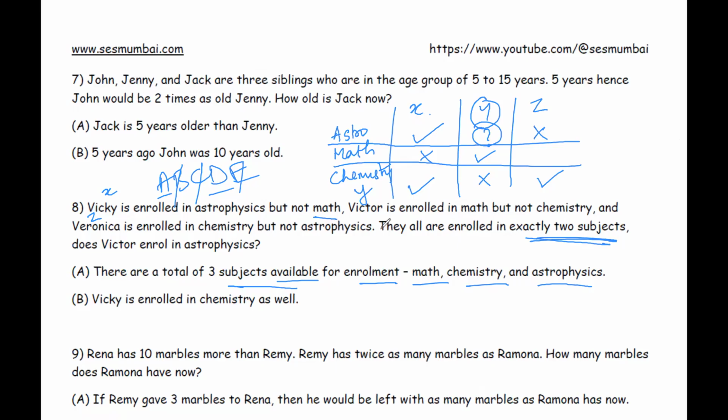Now that doesn't tell me anything about the fact that are these the three subjects which are the only subjects offered, right? So B statement doesn't answer the question. So therefore D is out, A is the only answer. So eighth one is A.